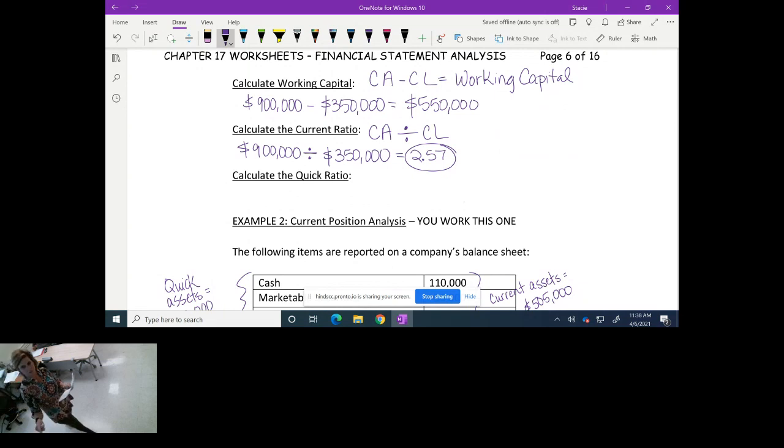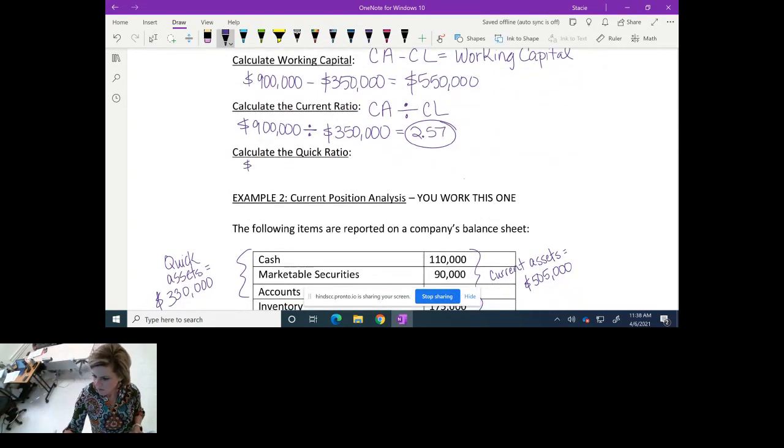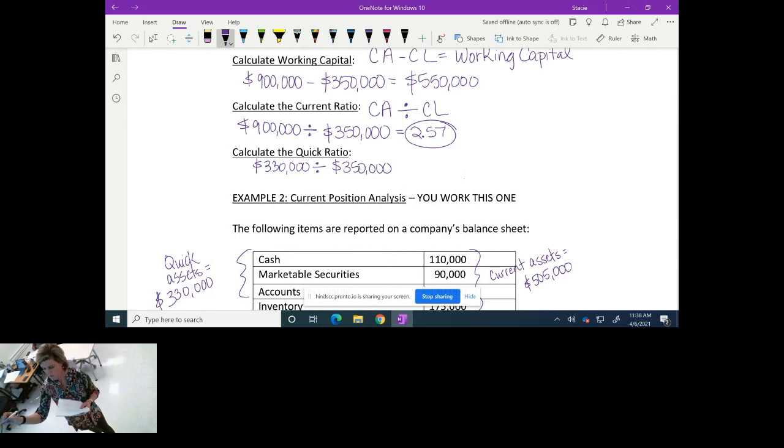All right, your quick ratio. So if you wanted to take the 900,000 and subtract out your inventory, you could, or just use your 330 that we had already figured. It's up to you. So we're going to take the quick assets, divide them by your liability, and you get 2.75. So this is quick assets divided by current liabilities.